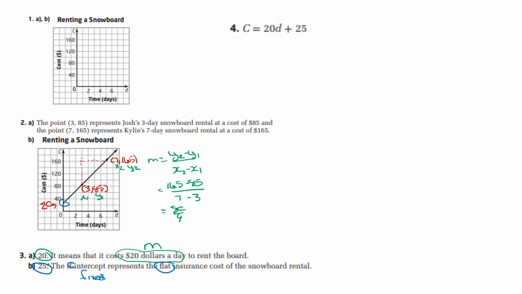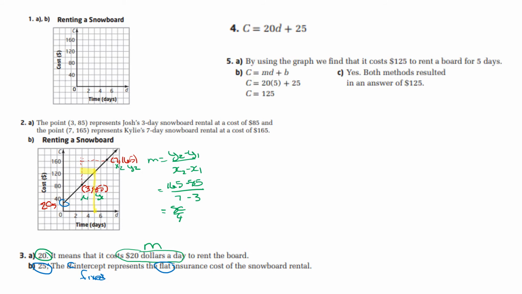Use the graph. So use the graph means I want the snowboard for 5 days. So 5 days is about here. So I go up to the line, and then I want to go across and see where it's going to hit. So I'm going across this way. So our number 5, by using the graph, we find it costs $125. I'm using a thick highlighter. It's pretty hard to tell when we go all the way across there. It costs $125 to rent the board for 5 days.